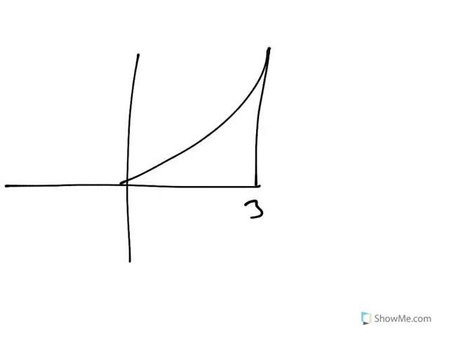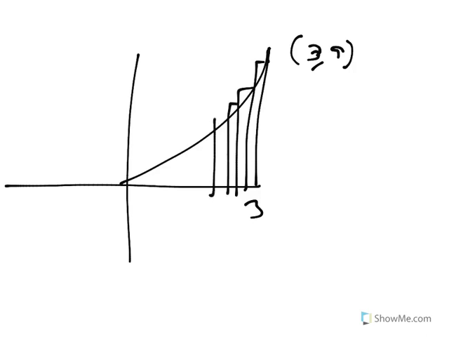And I'm going to jump to the general case, not total general, I'll still use the 3, 9 situation. But now I'm going to split it up into n rectangles, and presumably n's a really large number. So when that happens, each rectangle's width is going to be 3 over n.